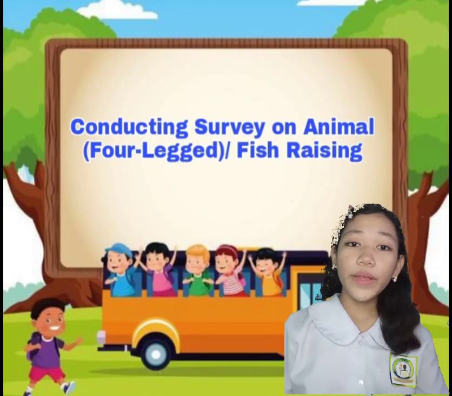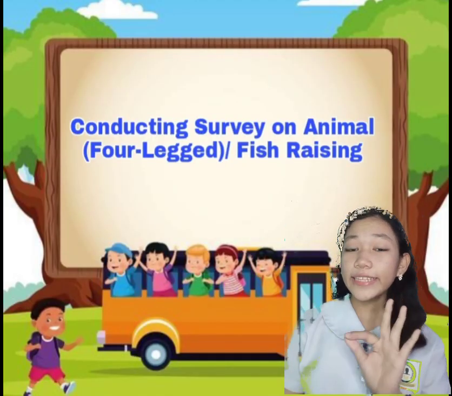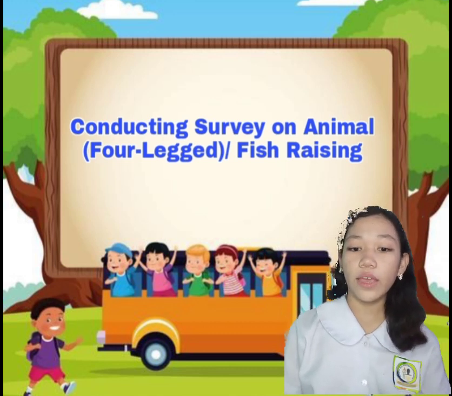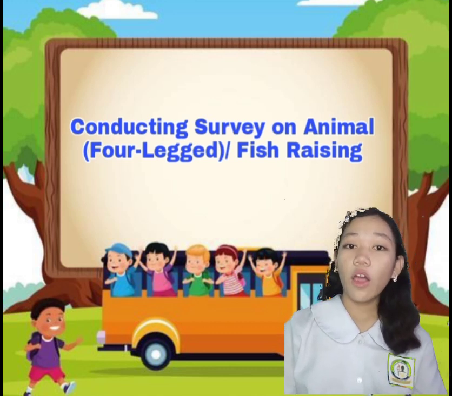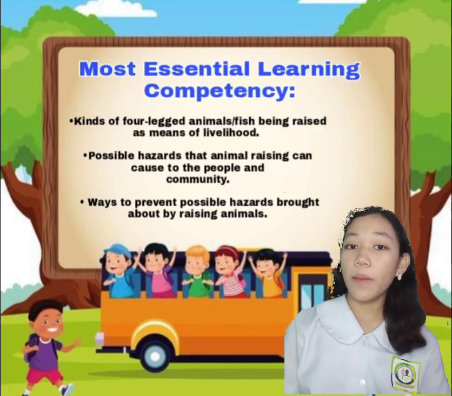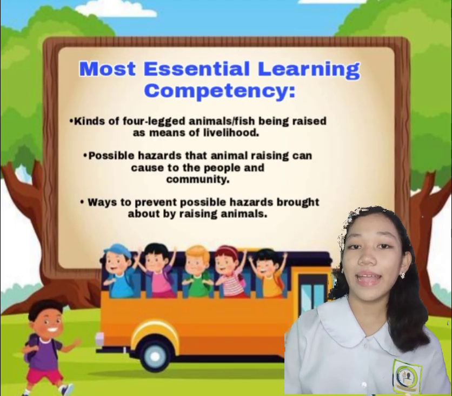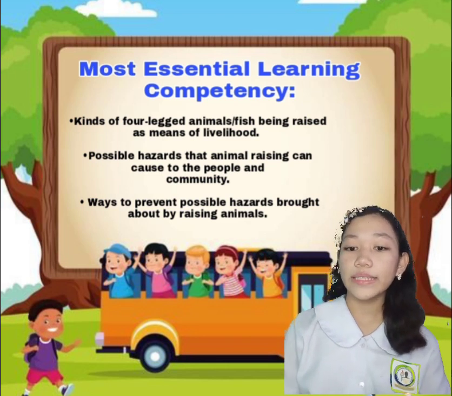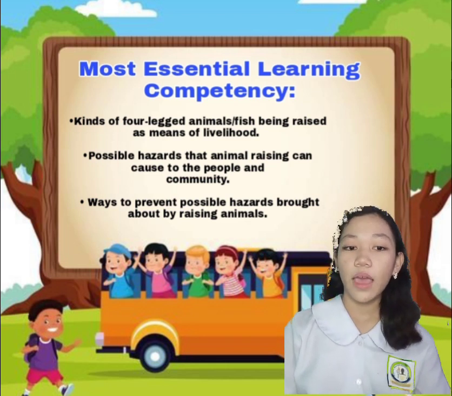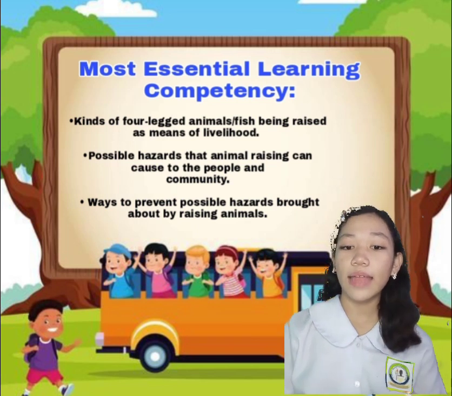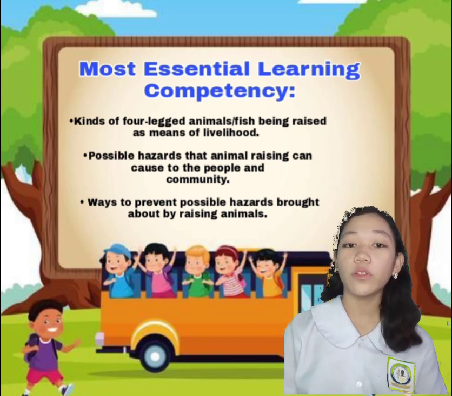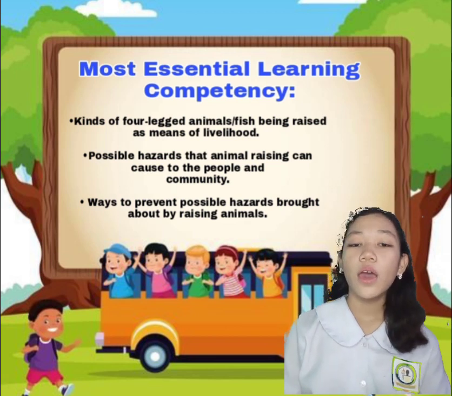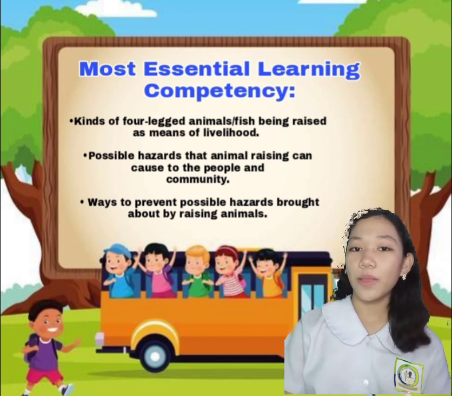So now, we are going to proceed to our third and last topic. It is all about conducting a survey on animal, four-legged animal or fish raising, with the most essential learning competencies: kinds of four-legged animals and fish being raised as means of livelihood, possible hazards that animal raising can cause to the people and community, and ways to prevent possible hazards brought about by raising animals.